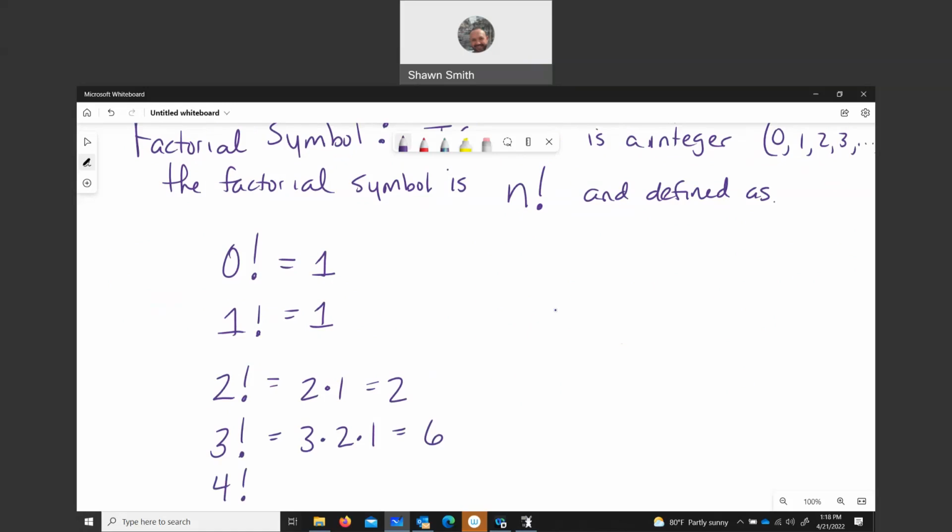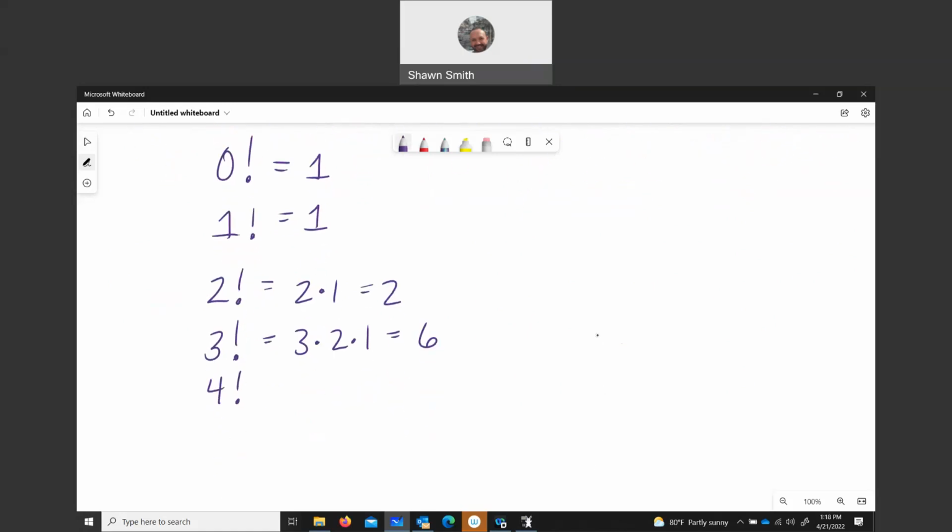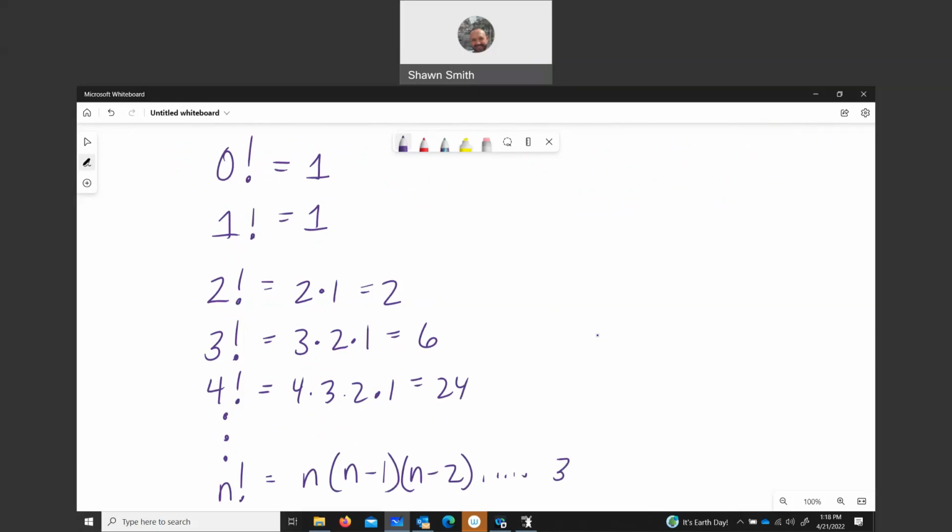4 factorial, you see these numbers grow pretty large very quickly. That's 4 times 3 times 2 times 1. That's 4 times 6, that's 24. I can keep on going, but you're probably starting to get the pattern. So if I say n factorial, this is n times 1 less than n times 2 less than n, and so on, all the way down to 3, then 2, then 1.